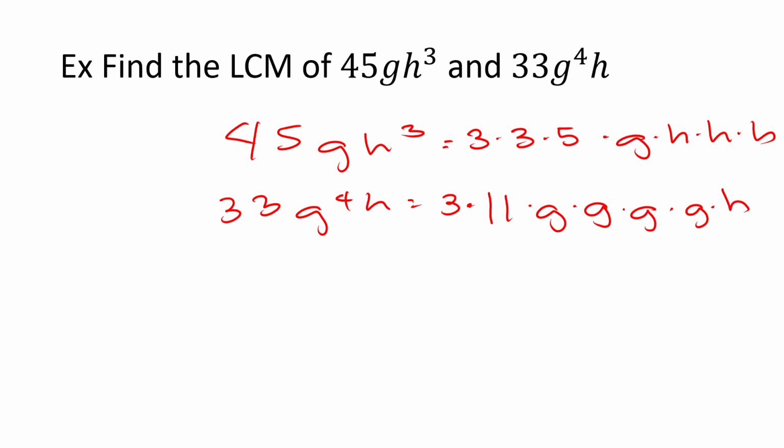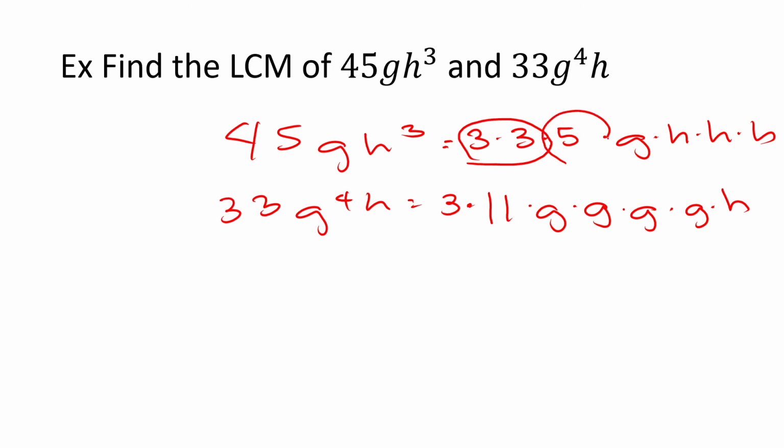Now find the common, let's count. We have 33, we have 2 3's in the top, and that's the one that occurs the most. Now we move on to the next number, 5. Here, 5 occurs 1 time, and on the second prime factorization, it doesn't occur. So 5 occurs the most 1 time.